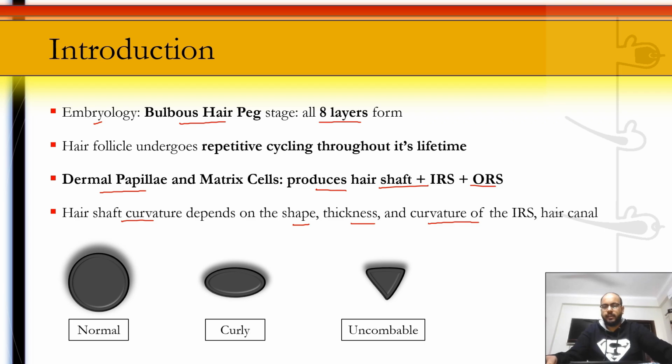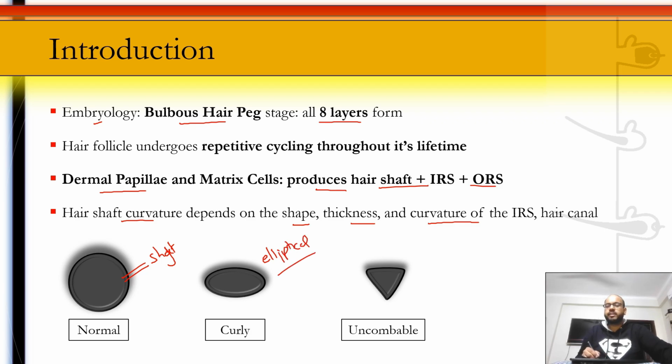The hair shaft curvature depends on the shape, thickness, and curvature of the inner root sheath and the hair canal. So the entire structure, the inner root sheath, the hair canal, and the shape of the hair shaft dictate whether the hair would be straight or curly. In a normal hair shaft, you have a circular cross section. Now, in curly hair, for example, naturally in pubic hair or eyelashes, the curl is because of an elliptical cross section. An elliptical cross section, clear?